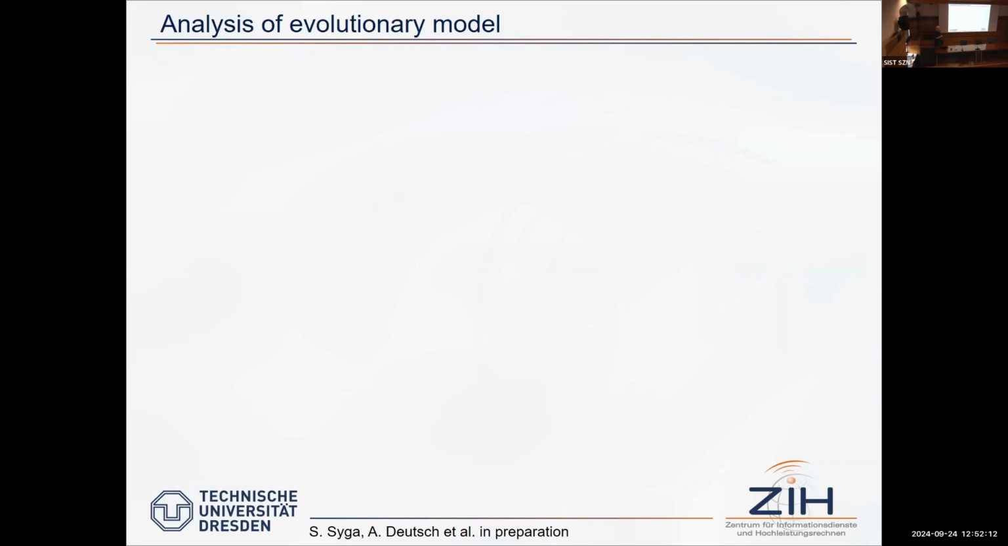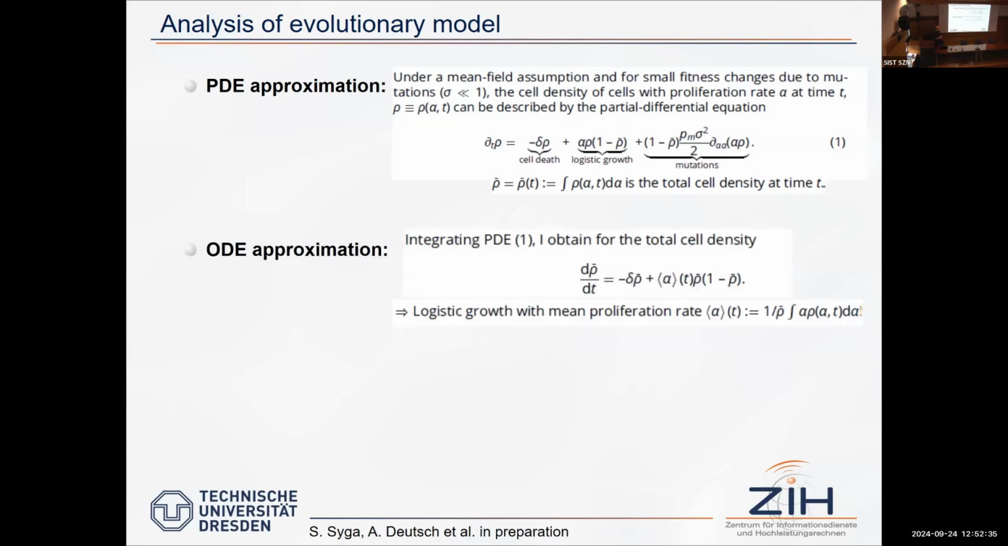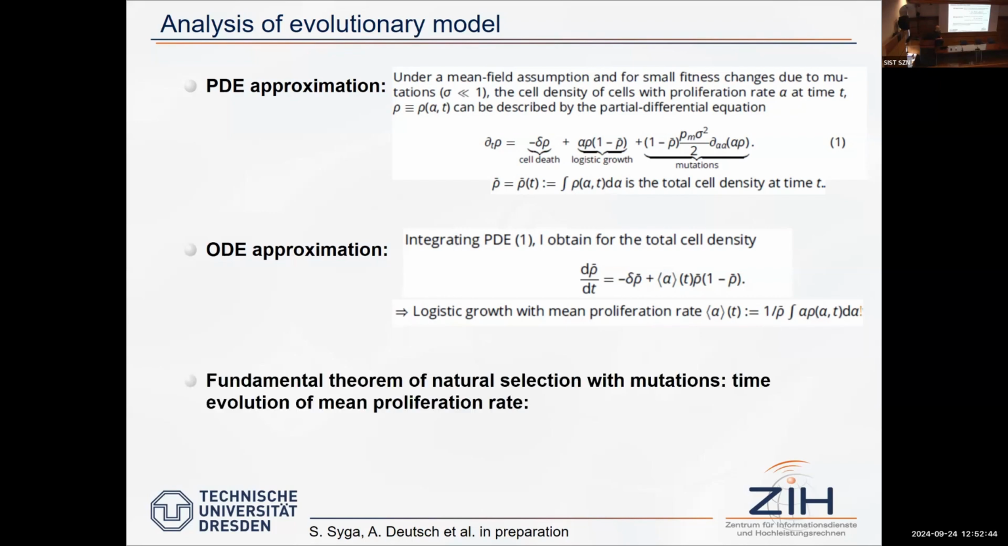And again, don't be shocked, there will come a mathematical formula. We can approximate the dynamics for the density by a partial differential equation, which has cell death, logistic growth, mutations. And the mutations here are mathematically a diffusion, mixing. And this can be further simplified. We neglect space and only look at the temporal development of the density. And this is actually a fundamental theorem of natural selection, which is known for 100 years. But with our model, we underpin this macroscopic law by some microscopic dynamics.